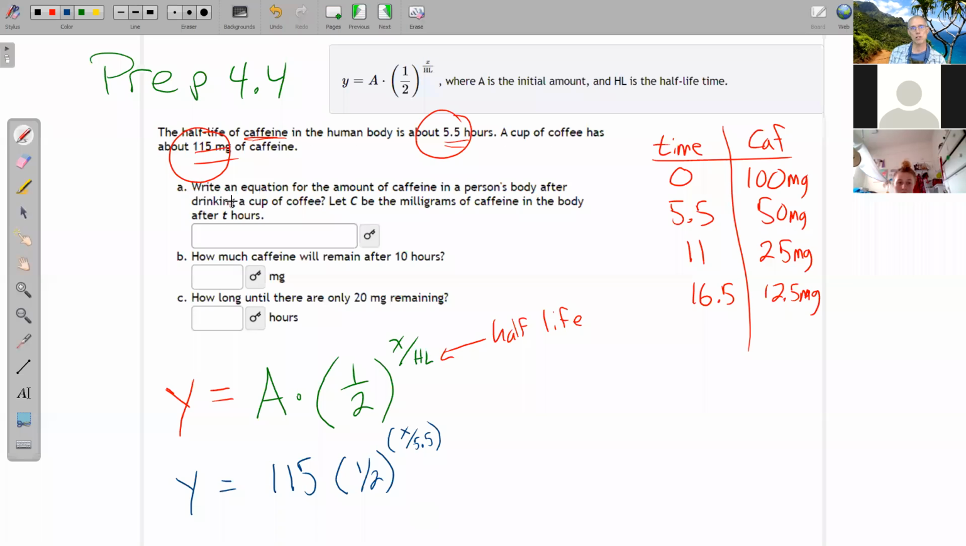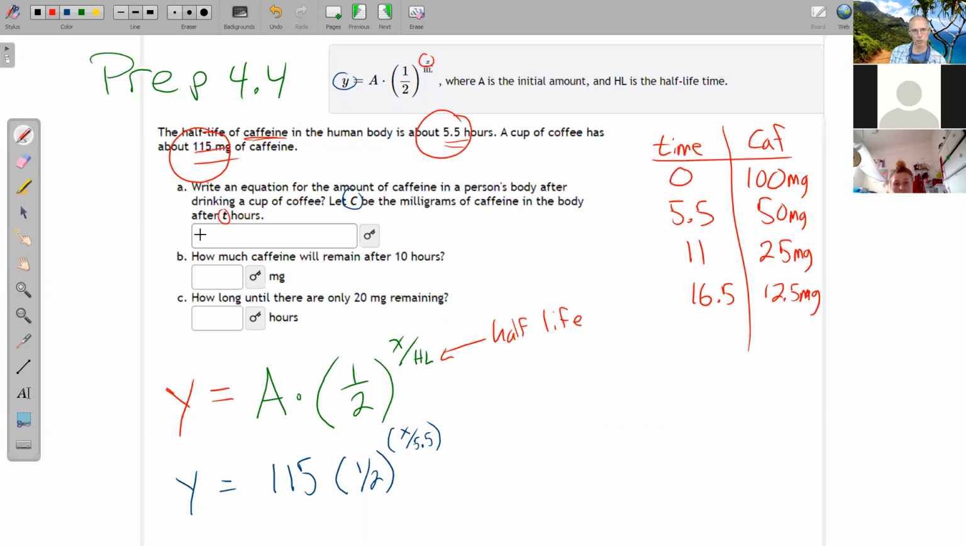So the first part here just asked me to state the equation. Here they switched a couple things up on me. Instead of a y, they want me to use a c. And instead of an x, they want me to use a t. So I have to make sure I get that right.